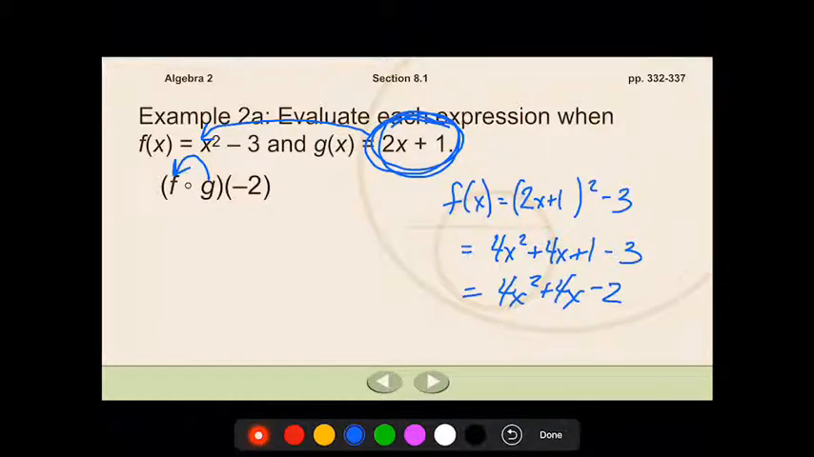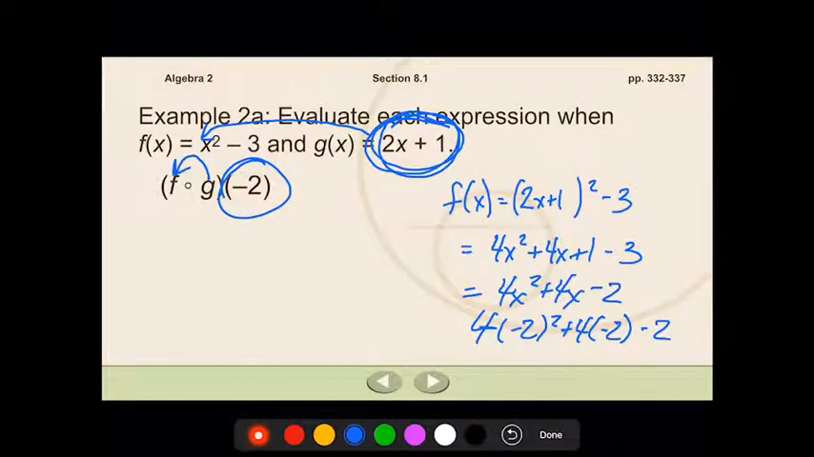Now, since you've done that, now you can evaluate the x value. So instead of saying x, I'm going to substitute the negative 2 in. So 4 times negative 2 squared plus 4 times negative 2 minus 2. You simplify that, then you get your answer.